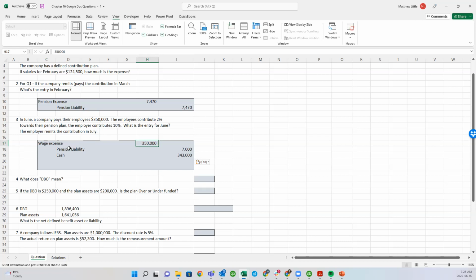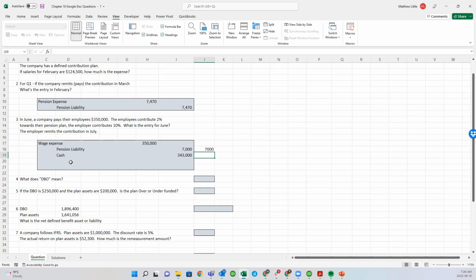Let's assume the only deduction is the 2% pension liability. So we'll go $350,000 times 0.02. That gets you your $7,000 pension liability deduction. And then the cash sent to the employees would be the difference. Now we know there'd be income tax, CPP, EI, and all those other good things, but let's just bear with me for a second.